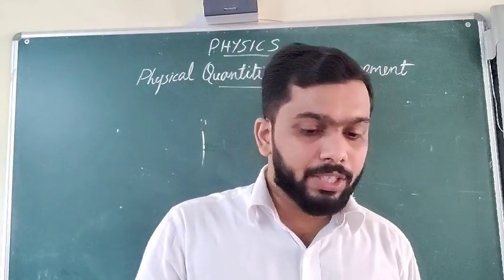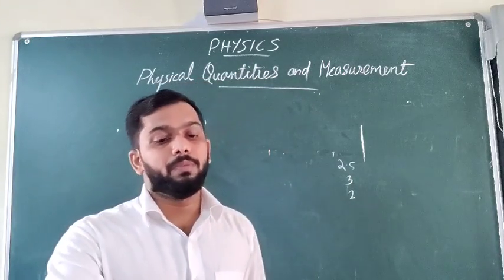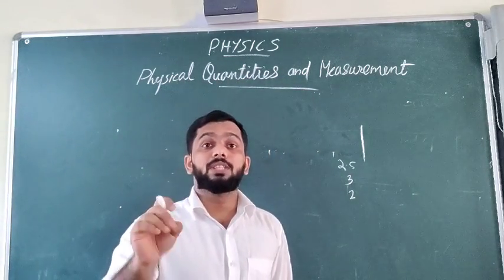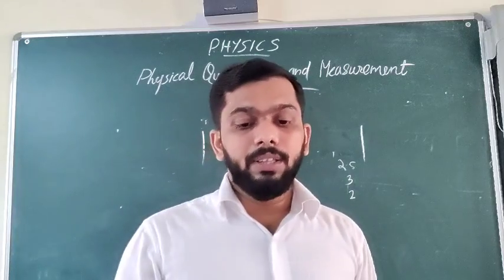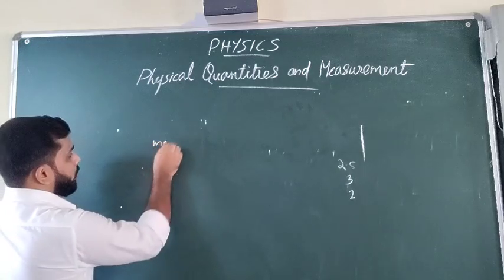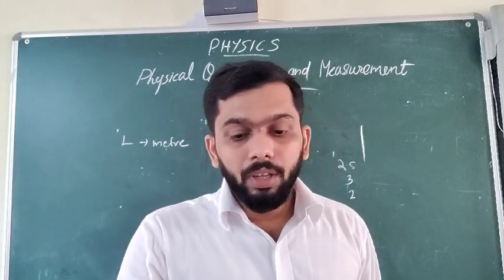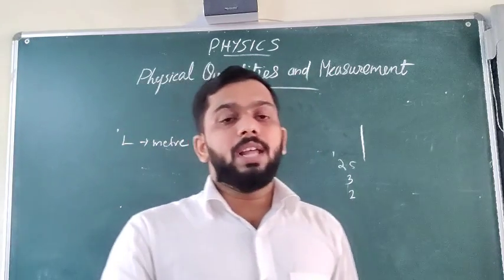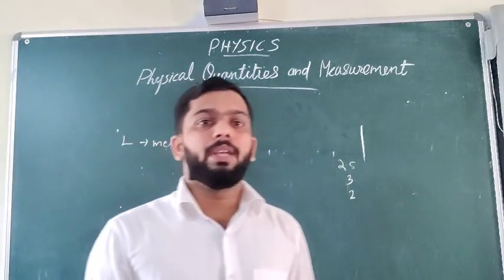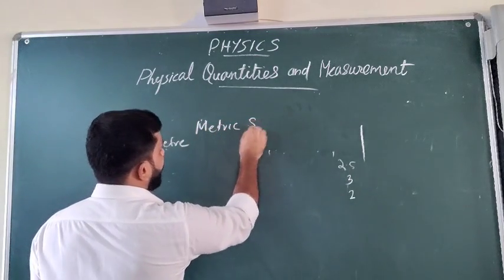So moving on from the traditional units, in 1791, the French Academy of Sciences developed a system to measure the units. It was not only simple, but scientific. Scientific means it was accurate. In this system, length was measured in meter. Since length was measured in meter, they named this the metric system. Metric system.